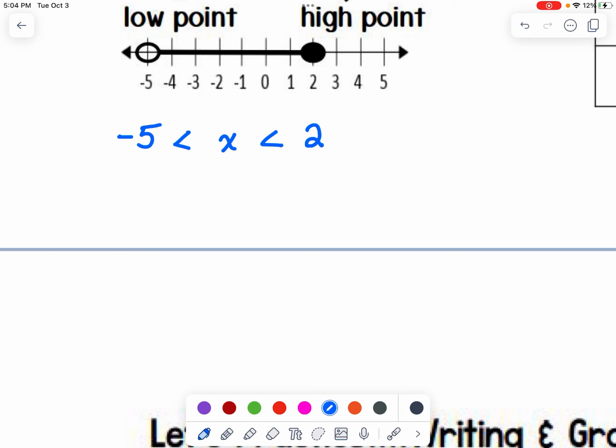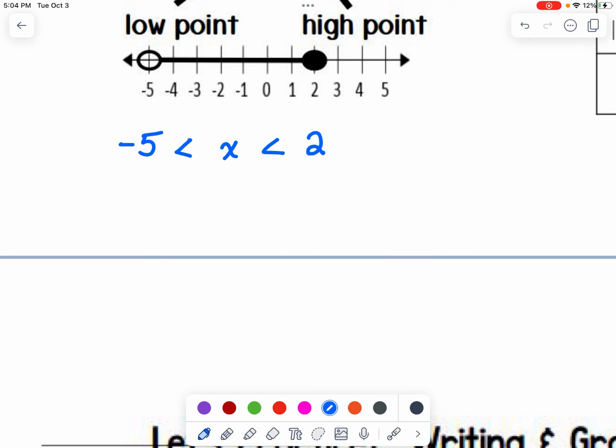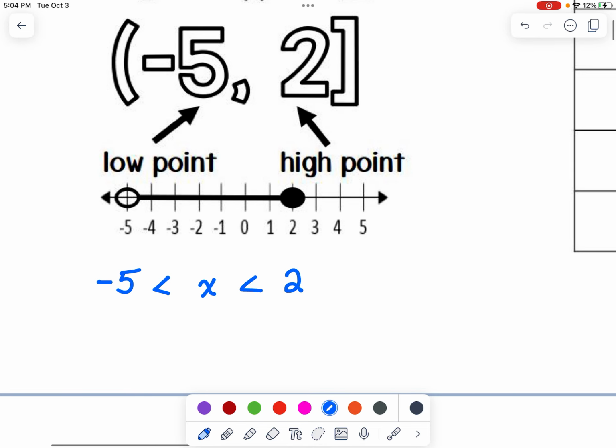With interval notation, we're basically saying the same thing, except now we're going to use a comma and a parenthesis or bracket depending on what we're doing. So how does this work out? If you notice, our low point, the -5, has an open circle, right? So it's just x is greater than. However, our +2 is greater than or equal to. So this is like a range. It's between here and here.